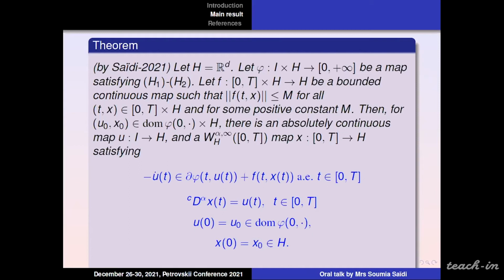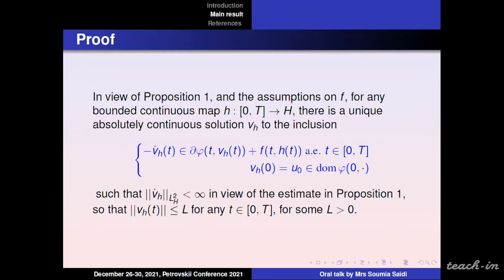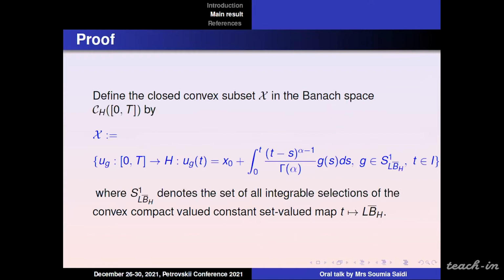So we are going to investigate the existence of such functions. For the proof of our theorem, we are going to use the previous proposition we recalled above, using the assumption on f. For any bounded continuous h, there is a unique absolutely continuous solution to this problem by the existence and uniqueness result, such that the velocity of the solution is square integrable in view of the estimate obtained and recalled above, so that we can find a constant L that verifies this estimate. Now we define the closed convex subset in the Banach space C([0,T],H) by the functions defined by this formula for h in the set of all integrable selections of the convex compact set valued constant map.